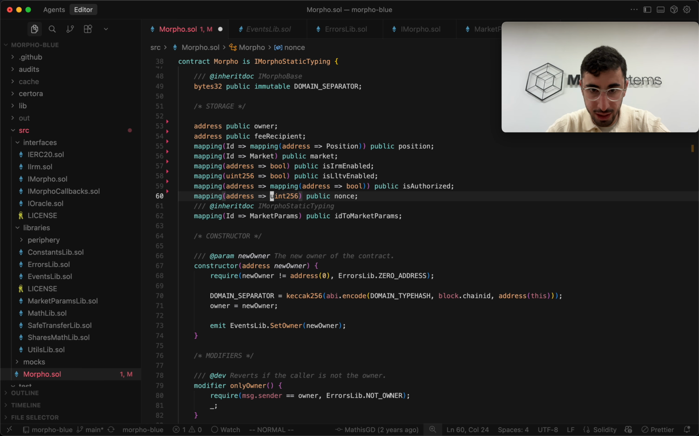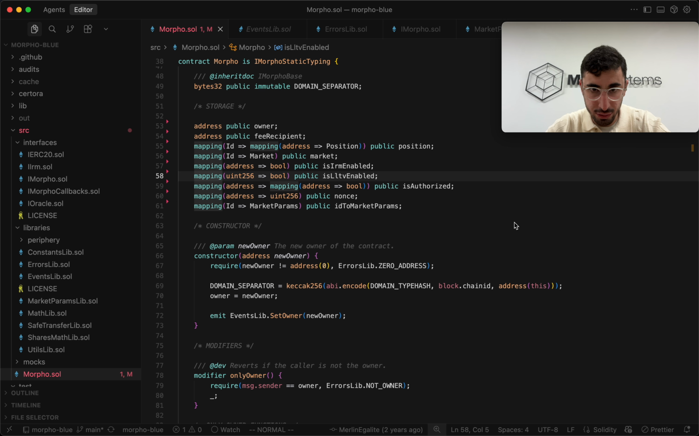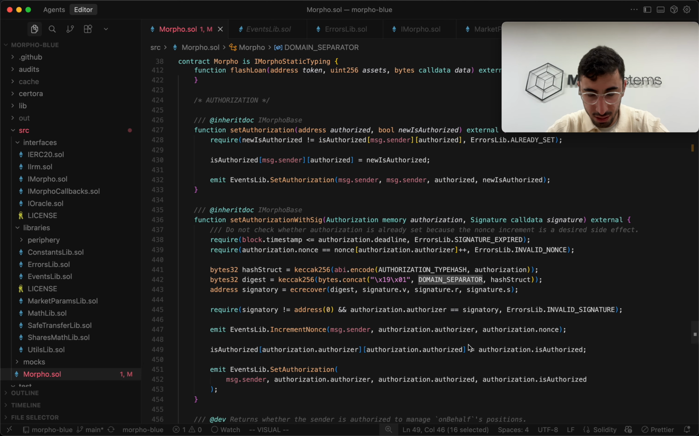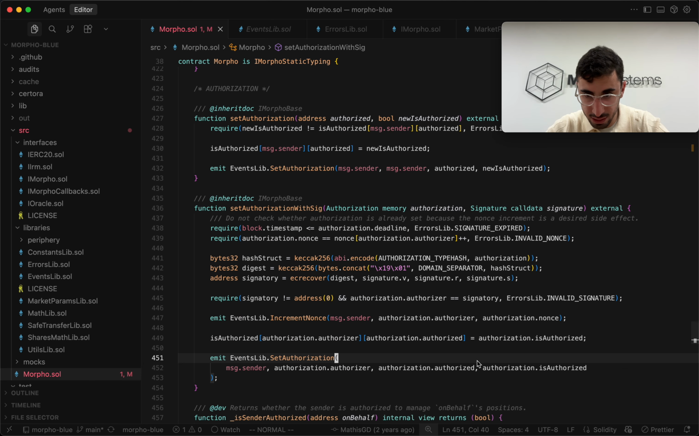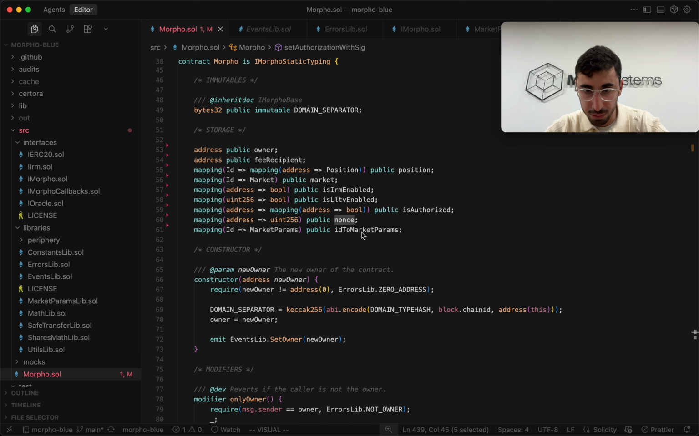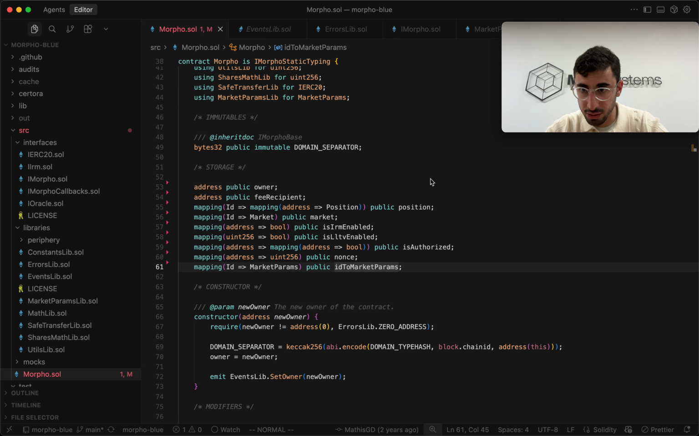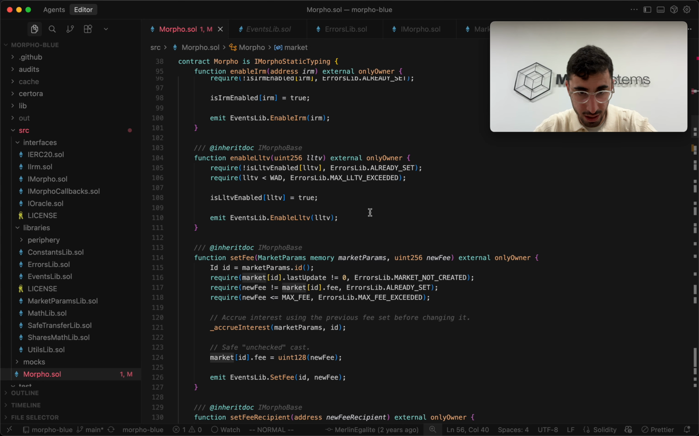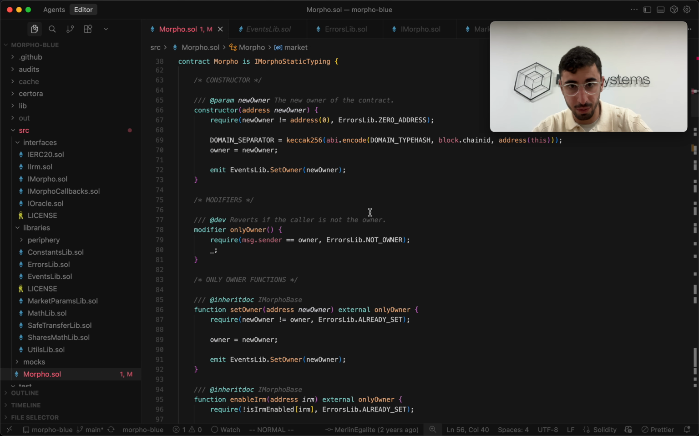Then we have a nonce, which is for some signature stuff, I guess. The main signature checks against the nonce, yes. It's for replay protection. And then you have ID to market params, which is literally just storing the params on chain when you create a market.